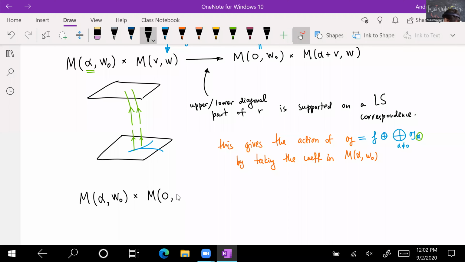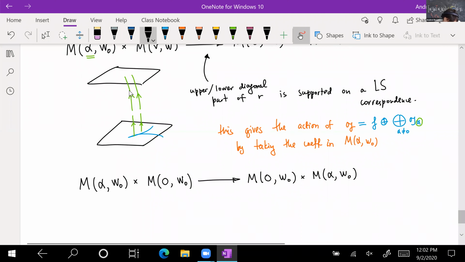Just take W naught, and then go to zero, W naught cross. It's not too silly. It's some correspondence of this general thing. So this means they sit inside, again, they just sit like before.